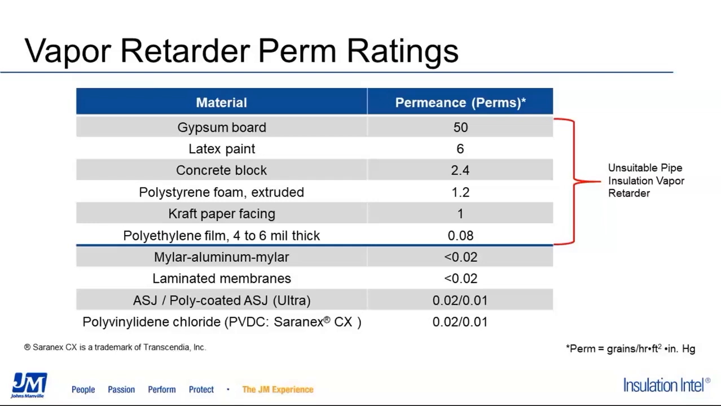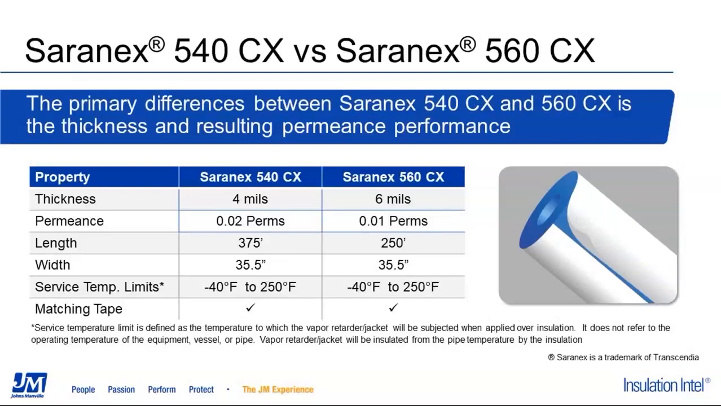And speaking of the last item, let's talk a little bit about JM Saran 540CX and Saran 560CX. JM Saran CX vapor retarders are plastic films with outstanding performance in this application. The two products are the 540CX and the 560CX. The primary difference between these two is their thickness and the resulting permeance performance and strength. The 540CX is 4 mils thick and has a permeance of 0.02 perms, while the 560CX is 6 mils thick and has a permeance of 0.01.